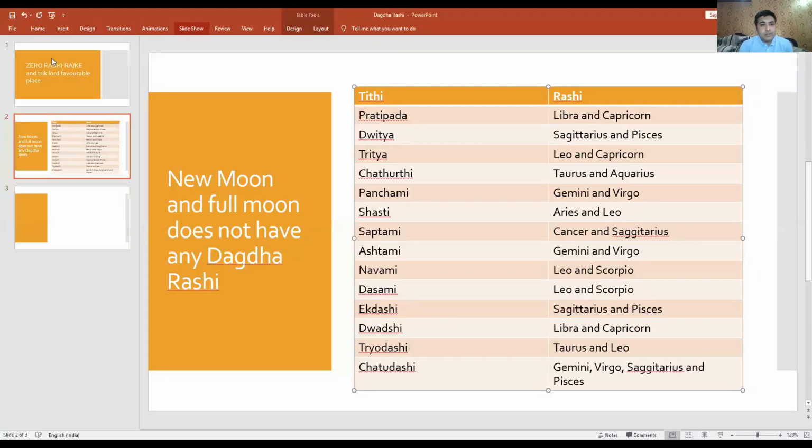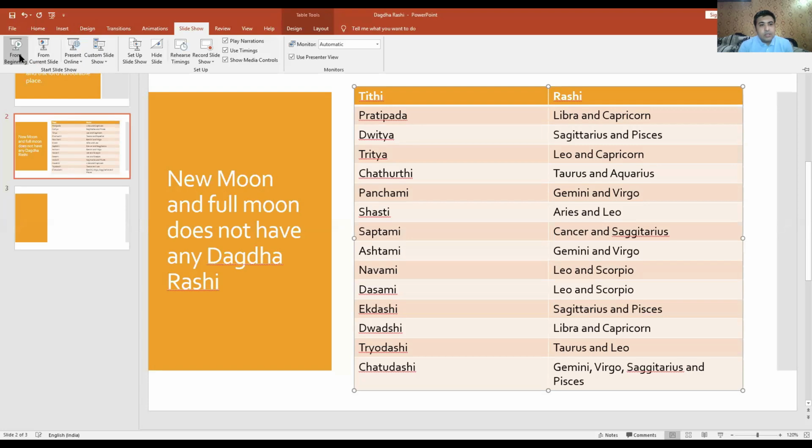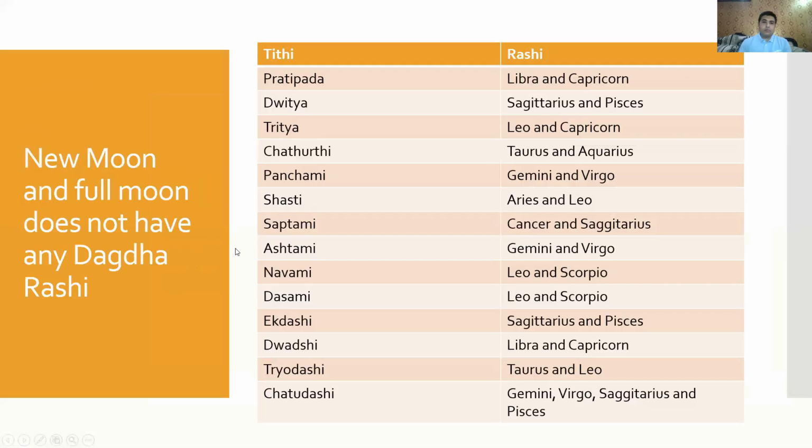Okay, these are the Dagdha Rashis. Depending on the tithi you are born in, every single tithi has Dagdha Rashis. So for example, if you are born on the first tithi, Pratipada, Libra and Capricorn will be the Dagdha Rashis. Similarly, for Dvitiya, Sagittarius and Pisces will be the Dagdha Rashis.